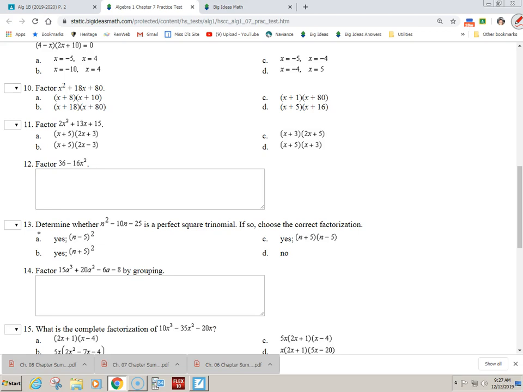Although, I guess I could technically look at them. Some of you might be able to multiply in your head a little bit and be like, A is the right answer. But just a quick reminder of why A is the right answer.